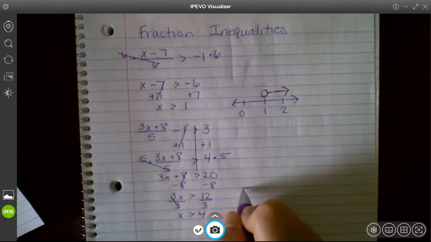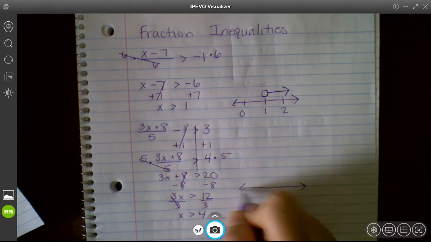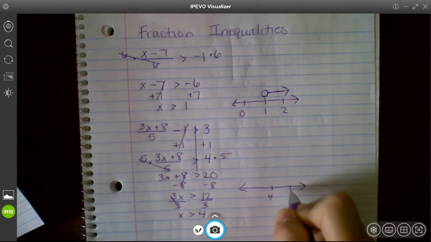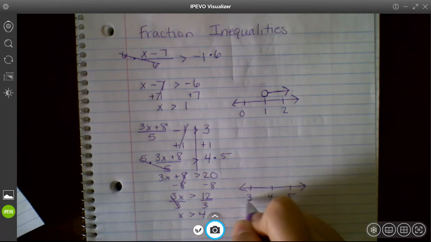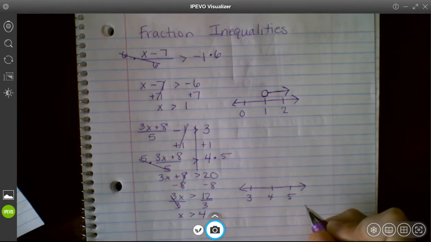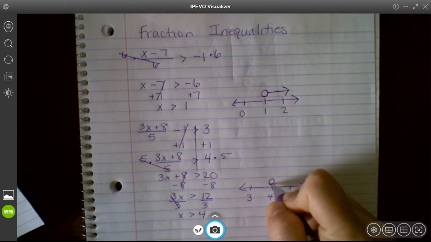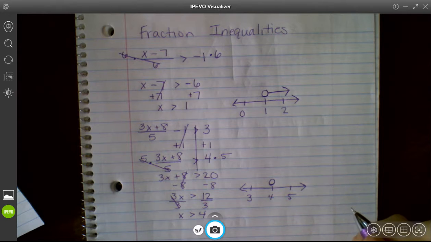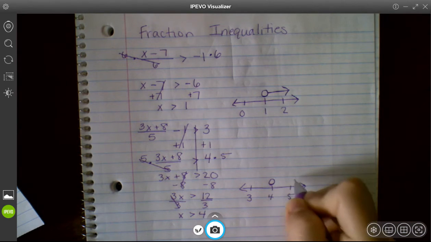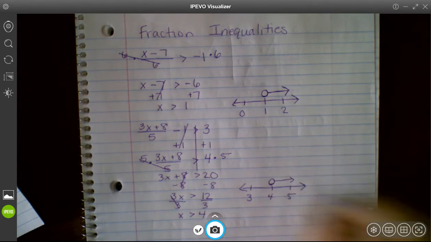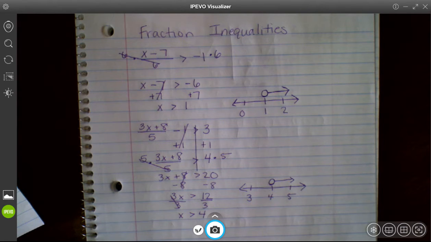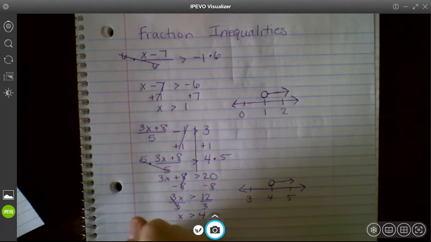So now if I draw my number line, so I'm drawing my number line, 4 open circle because it's not equal to. Okay, now it says x is bigger, so 5 is bigger than 4, so I want my inequality to go that way. So we're going to look at one more example. This one is also a little bit different.